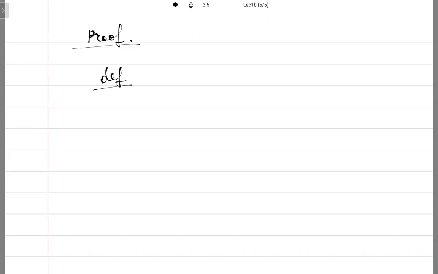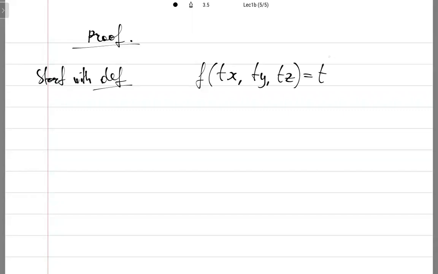Okay, so let's move on to the proof. Because we have only the definition, the proof will start with the definition: f of tx, ty, tz equals t to the power k, f of x, y, z. I think for our case k is better than d, because if the channel of communication is noisy, it's hard to distinguish t from d. And t and k are very different. t will be the multiplier and k will be the power. Okay, so that's the definition.